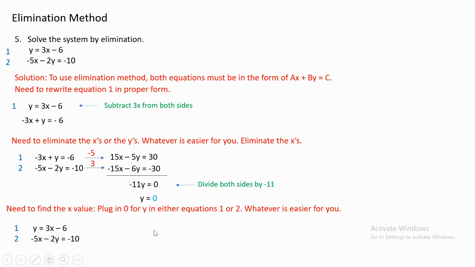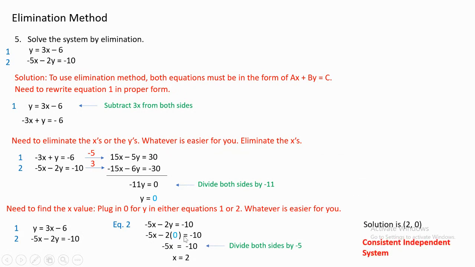Now we need to go back to either equation 1 or 2. So here I decided to go to equation 2. For equation 2, I'm going to plug in 0 for y. So if I plug in 0 for y, we're going to get negative 5x equals negative 10. Then we divide both sides by negative 5, which will give us x equals 2. See, so that's my solution. And again, it's a consistent, independent system.